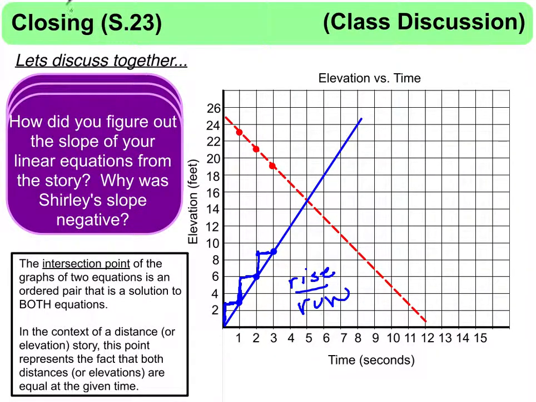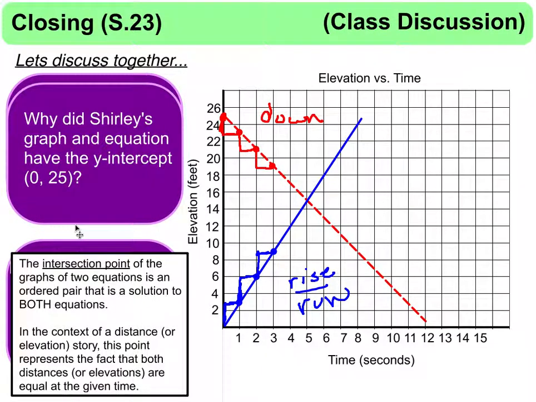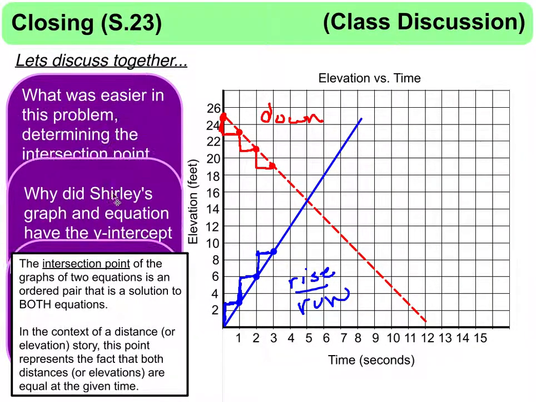Why was Shirley's slope negative? Well, simply by the language we use when we discuss this. We're starting here. We'll go down 2 over 1, down 2 over 1. And it is that keyword down that we're looking for that explains why Shirley's slope is negative. Why did Shirley's graph and equation have the y-intercept as 0, 25? Well, again, the students want to be able to explain to the teacher that she started at 25 feet above the ground at the top of the ramp.